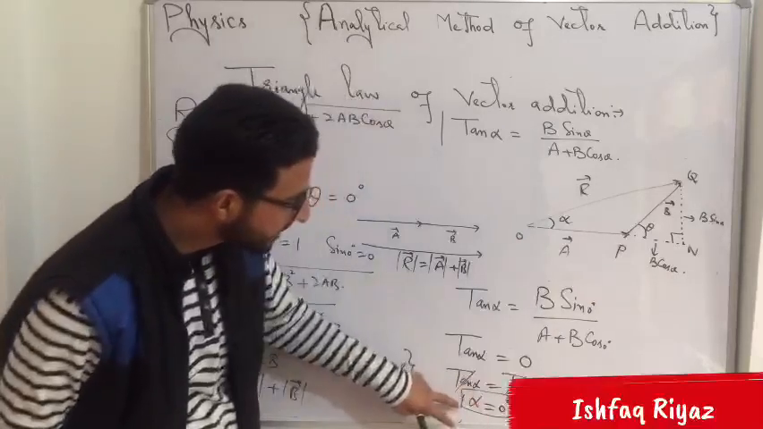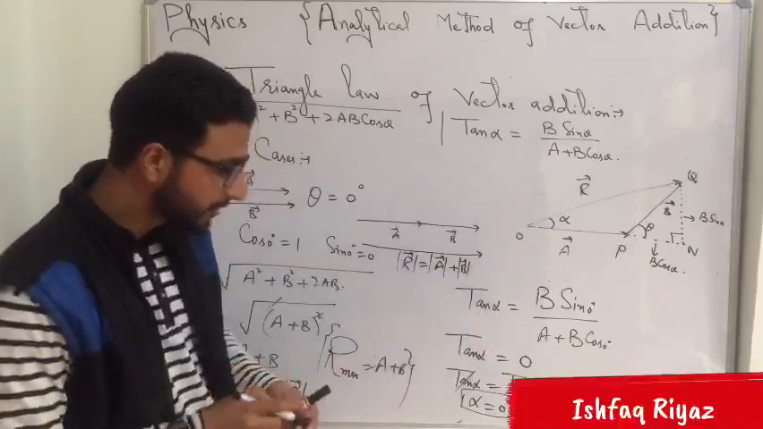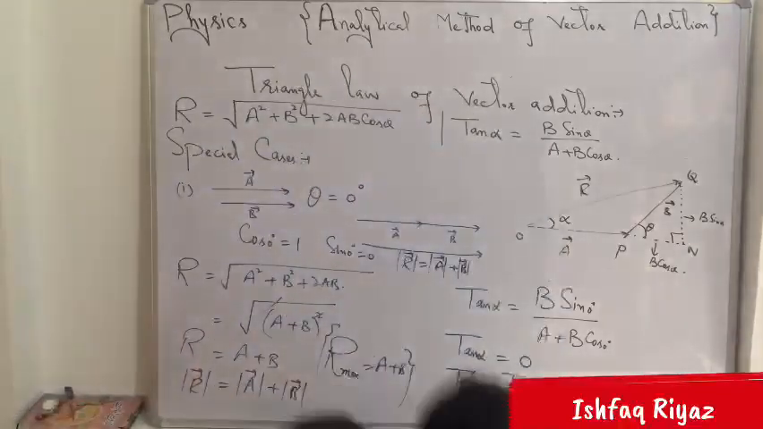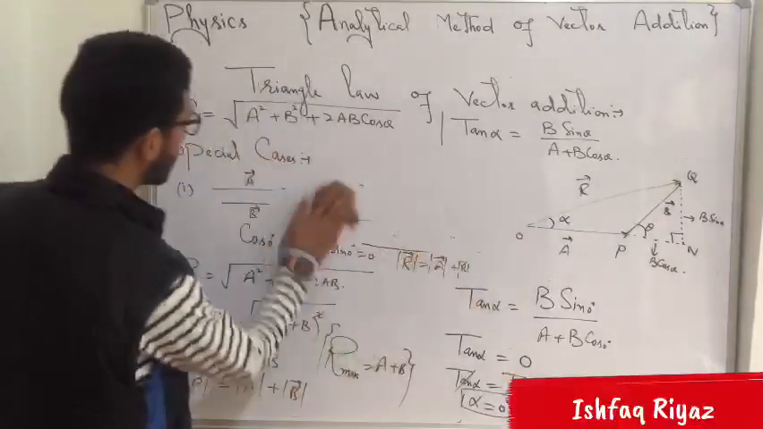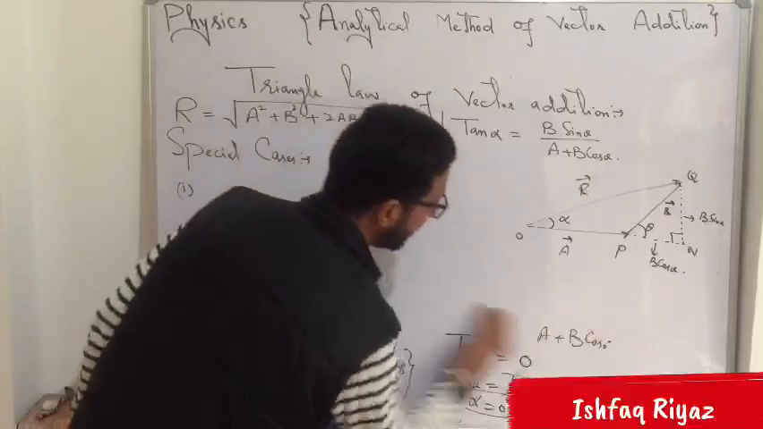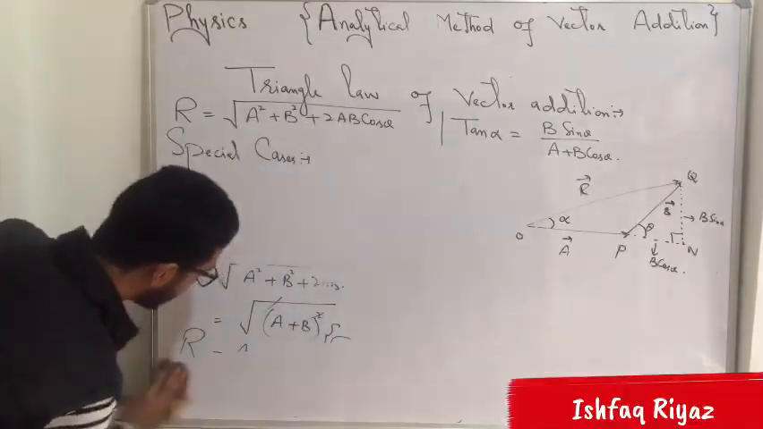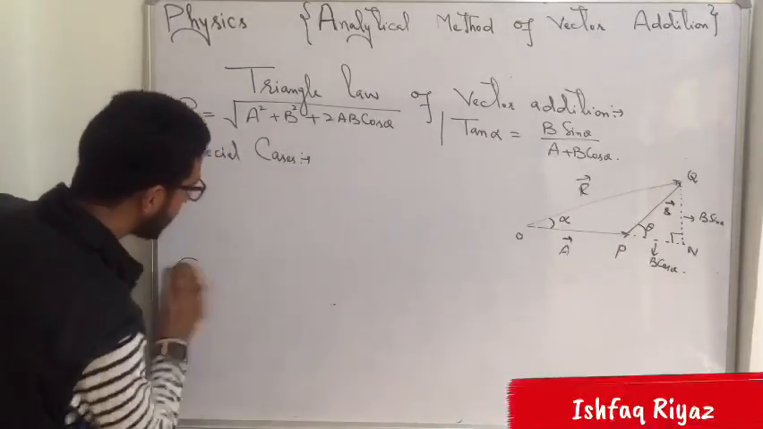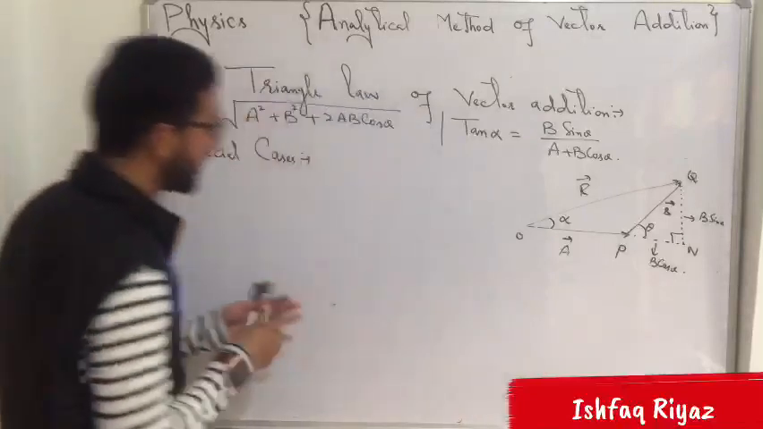So this is the direction of the resultant vector along the direction of the two given vectors, right? So this was case first. Now let us discuss case second. When the two vectors are acting anti-parallel to each other, that is, when the two vectors are acting in opposite directions. So let us discuss case second here.